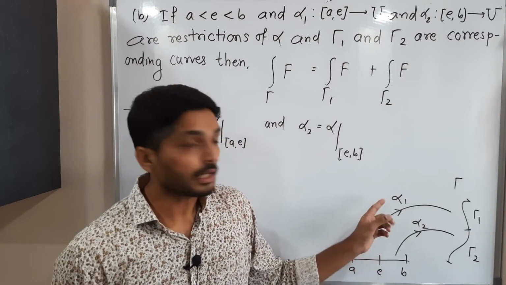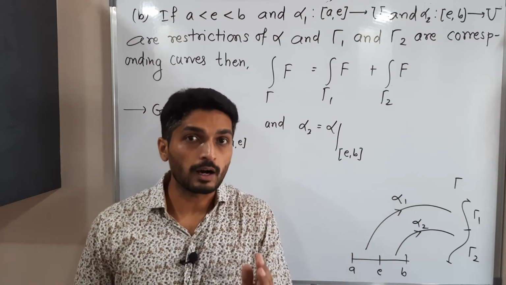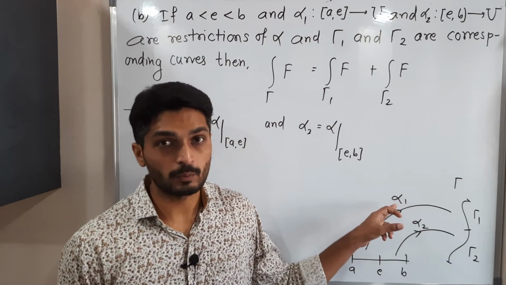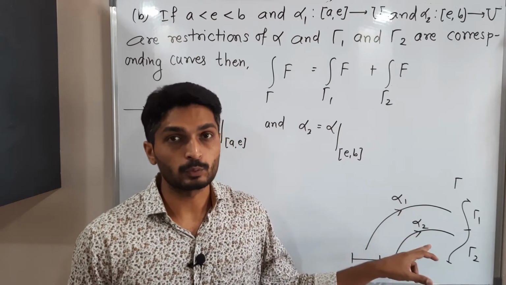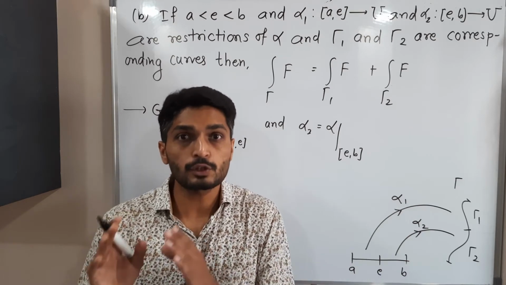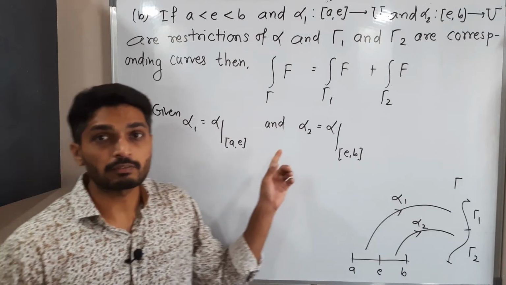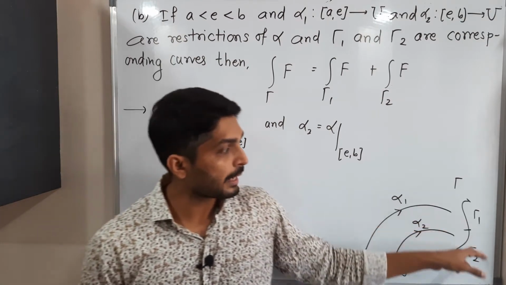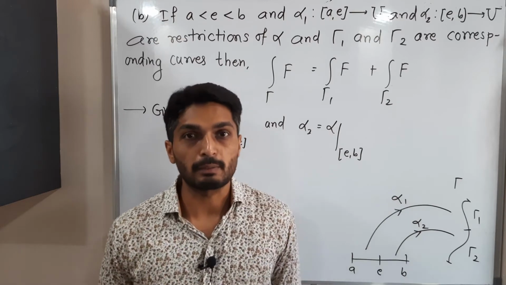Actually alpha is defined on this closed interval [a, b]. If you restrict alpha on [a, e], I will call this parameterization alpha 1. And if you restrict alpha on [e, b], that is nothing but alpha 2. That means alpha 1 and alpha 2 both follow the definition of alpha, but alpha is restricted on [a, e] to get alpha 1, and on [e, b] to get alpha 2. Their images will be gamma 1 and gamma 2. If you combine both curves, then obviously we will have the curve gamma. So this is a fact.